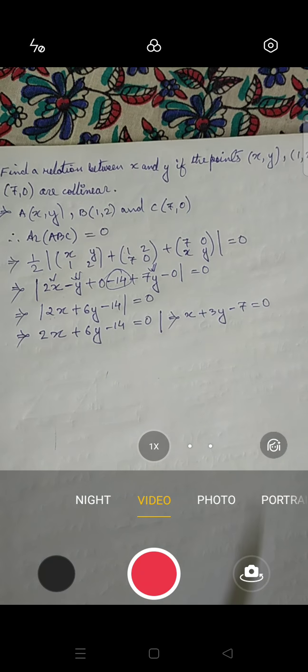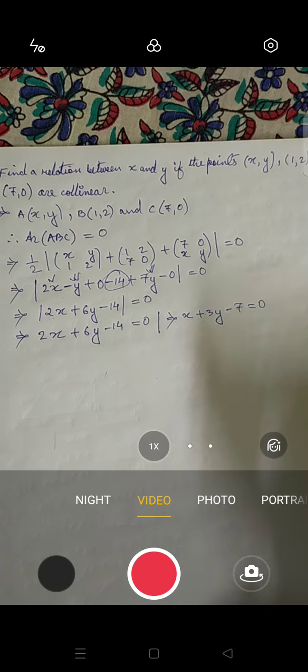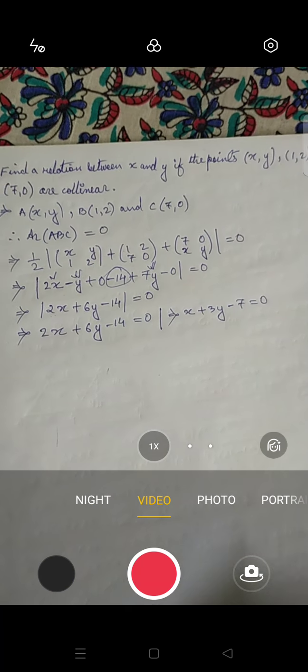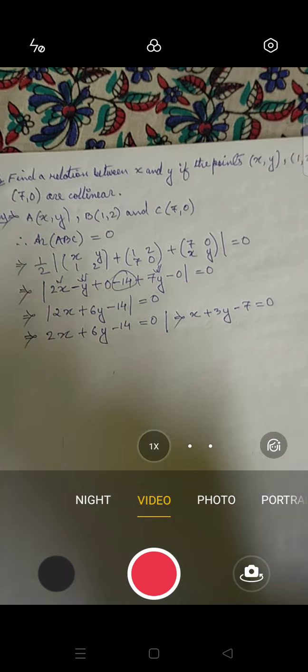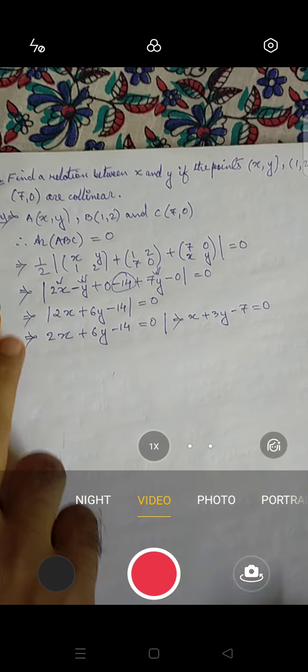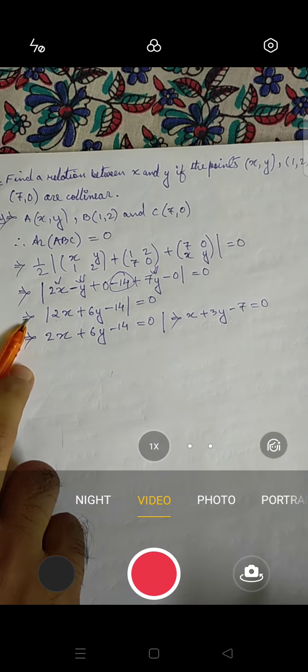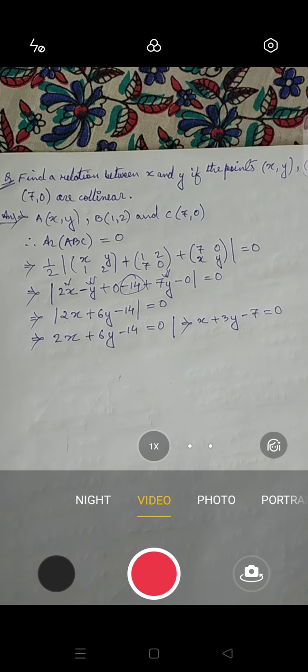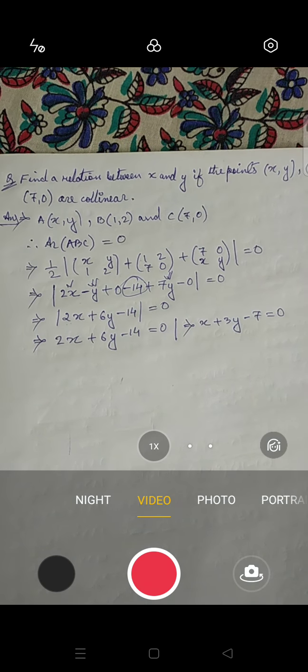Is it clear? Now some of the students take one whole page and solve it, and finally they see that their answer is wrong and they cut it. But here, how many steps have we done? 1, 2, 3, 4, 5. In 5 steps I have solved this question and you will be getting 4 marks for this. So you have to know how we shall solve the question.